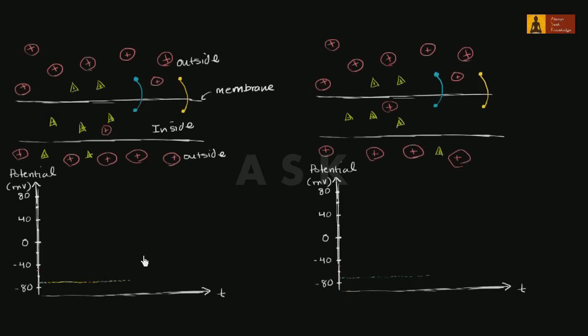Now let's make something interesting happen. Let's say that for some reason, the membrane becomes permeable to sodium. So sodium just starts flooding through. It's going to flood through for two reasons. One, it is a positive ion. It's more positive on the outside than the inside. So positive charge will want to flood in. And the other reason why it'll want to flood in is because there's a higher concentration of sodium on the outside than on the inside. So it'll just go down its concentration gradient.